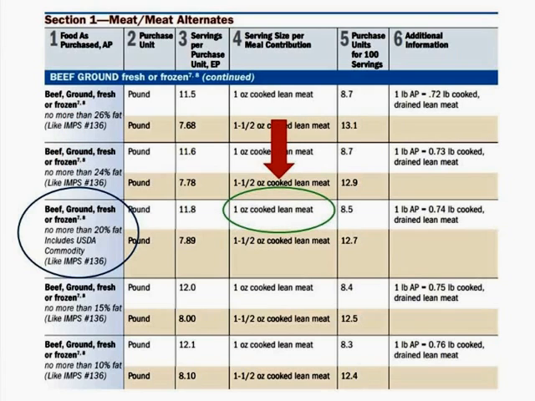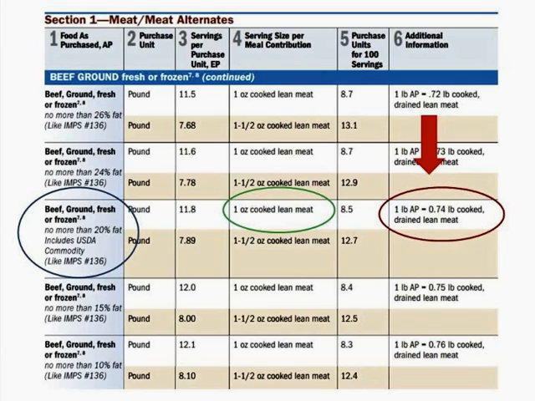Next, we look in column 4 to identify the serving size we'll be using. Notice how column 4 states that the item is 1 ounce cooked, not raw weight. This is the edible portion of the item. And last, column 6 tells us that for every pound of ground beef that we buy, we lose about 1/4 of that weight to cooking.